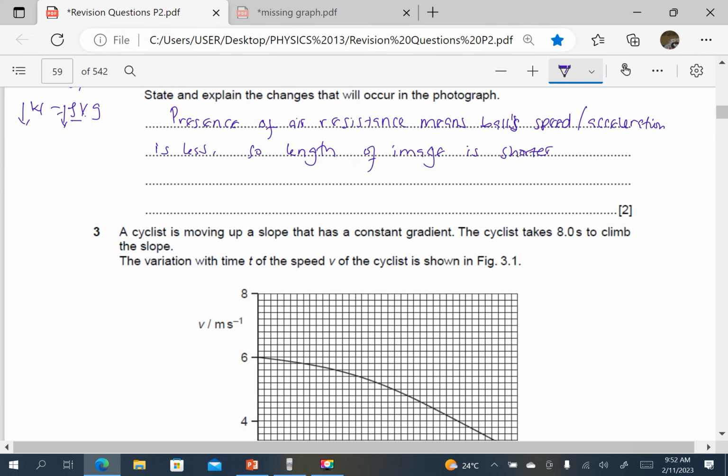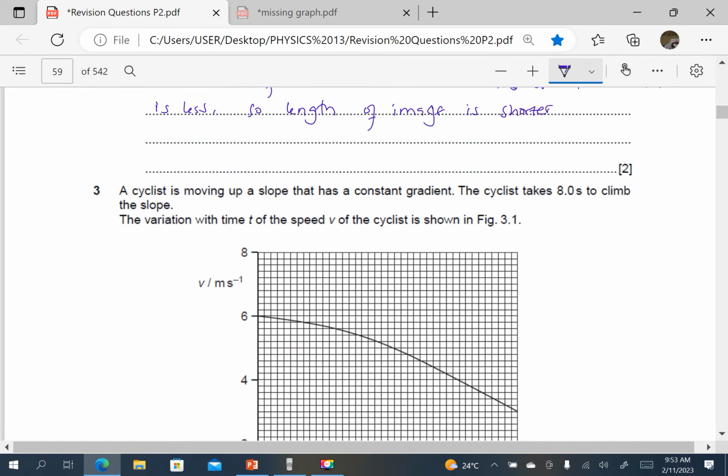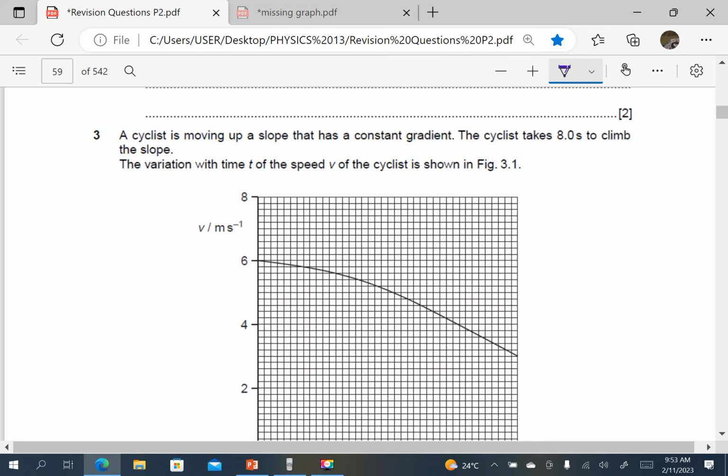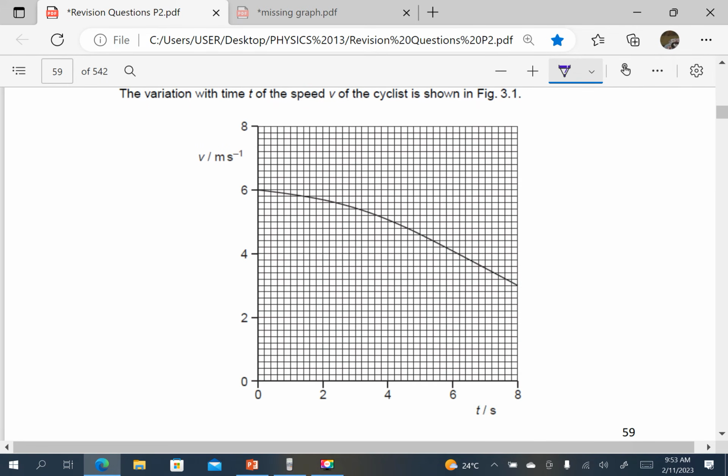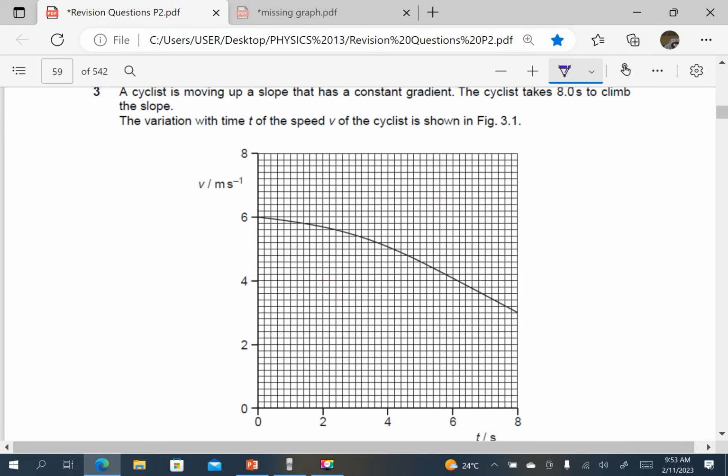Okay. A cyclist is moving up a slope that has a constant gradient. The cyclist takes 8 seconds to climb the slope, as shown with the velocity time graph.